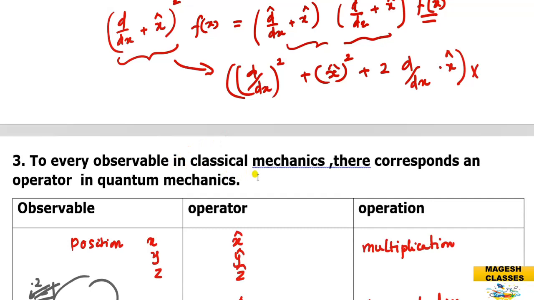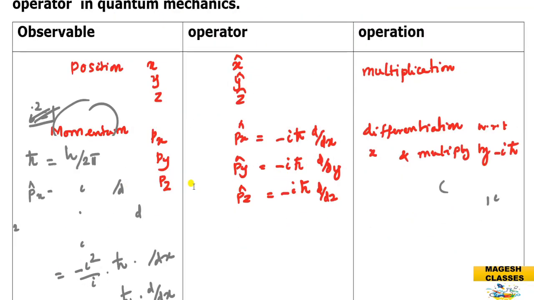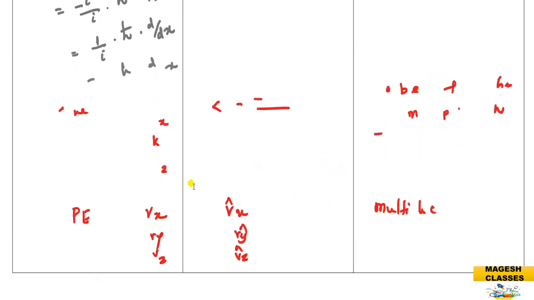Any observable in classical mechanics corresponds to an operator in quantum mechanics. The operations we have seen, and some of the problems we have discussed.